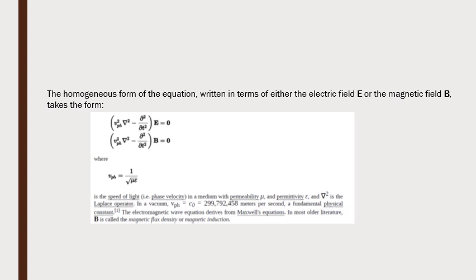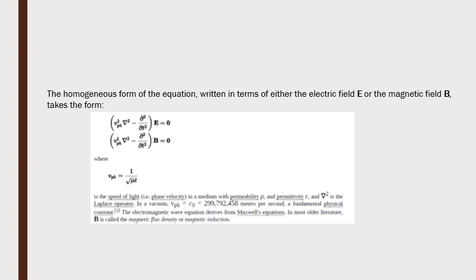This is generally called the phase velocity in a medium with permeability mu and permittivity epsilon. But what is del squared? Yes, del squared is the Laplace operator, the second differential. These are differential equations. In a vacuum, this v phase is equal to c0. If you put the values of mu 0 and epsilon 0 here, the value will be about 299,792,458 meters per second, a fundamental physical constant. I think all of you are aware of this constant. That constant is the velocity of light.